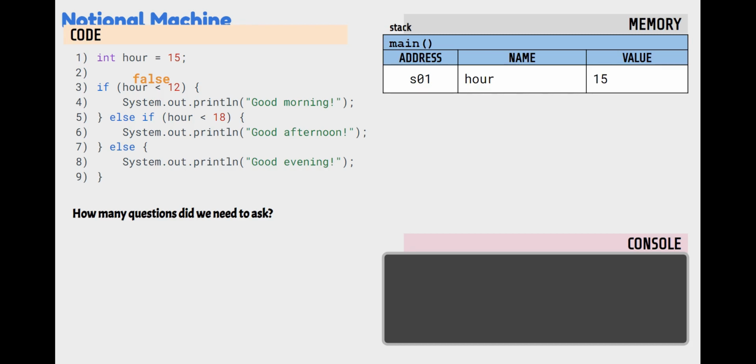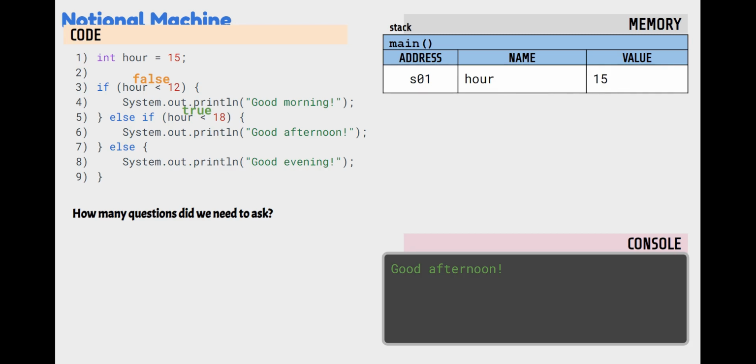We go to line 5 where we now see the else clause, but it's immediately followed by another if statement and another Boolean expression. Here we are asking if hour is less than 18. 15 is less than 18. That evaluates to true, which means we will execute the algorithm attached to this if statement. In the console, we will print good morning, and then we will skip the else on line 7 because we already had something evaluate out to true.